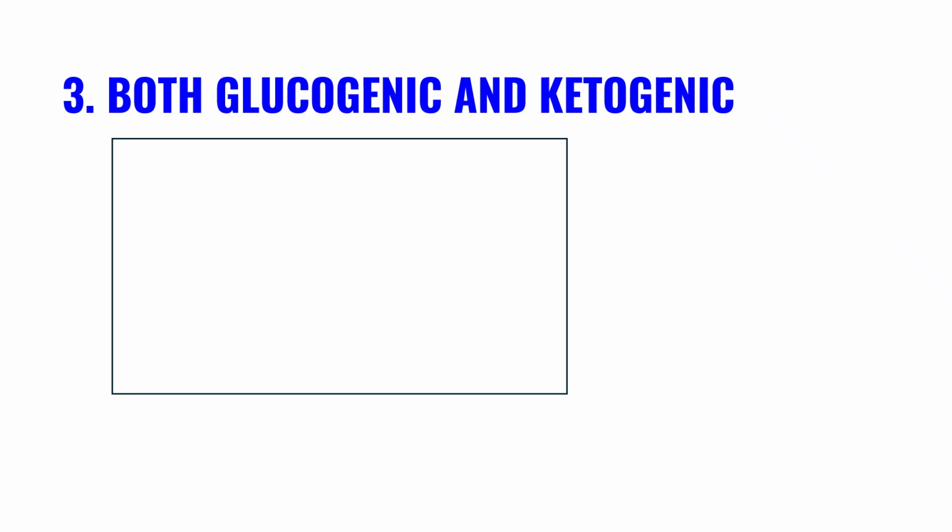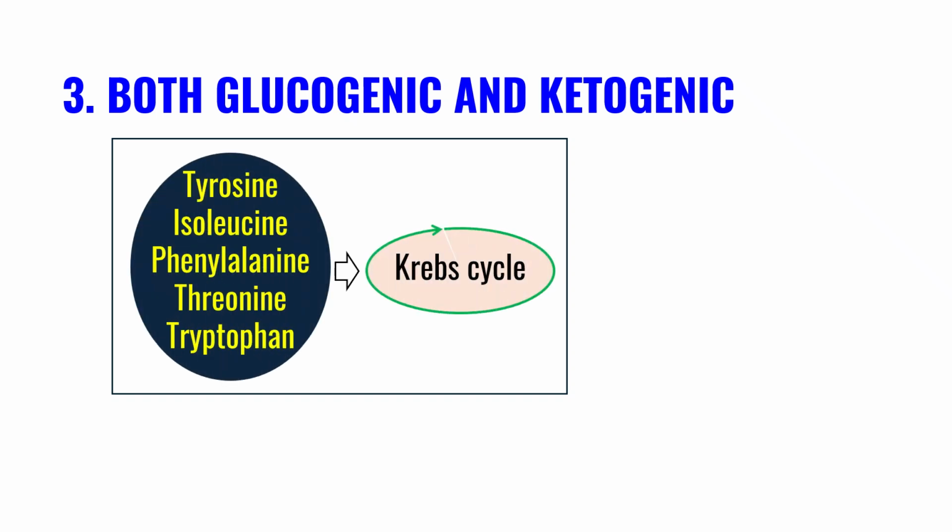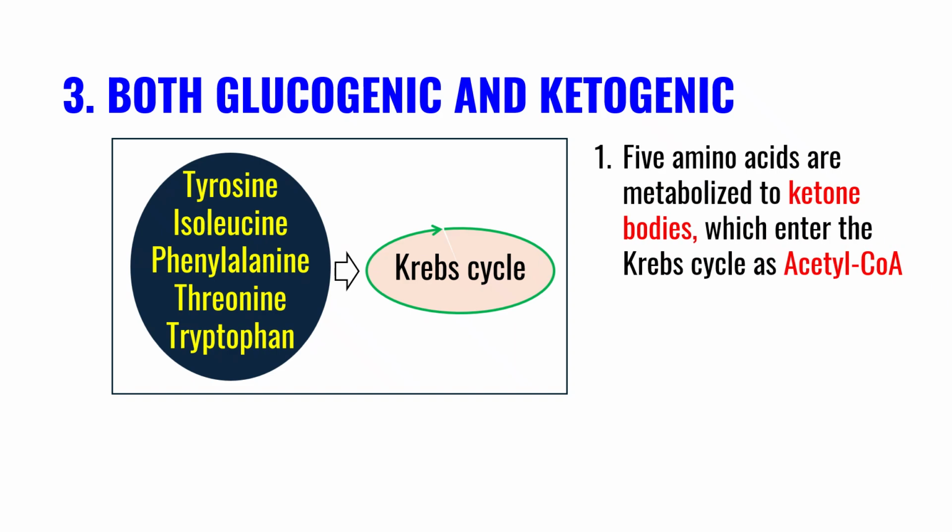So the last category has a group of 5 amino acids which have properties of being glucogenic as well as ketogenic. These are tyrosine, isoleucine, phenylalanine, threonine, and tryptophan. They are either metabolized to ketone bodies and enter the Krebs cycle as acetyl-CoA, or they can also enter the Krebs cycle through formation of various intermediates of the Krebs cycle, and therefore they provide precursors for gluconeogenesis. So these are 5 amino acids which have both properties of being glucogenic and ketogenic amino acids.